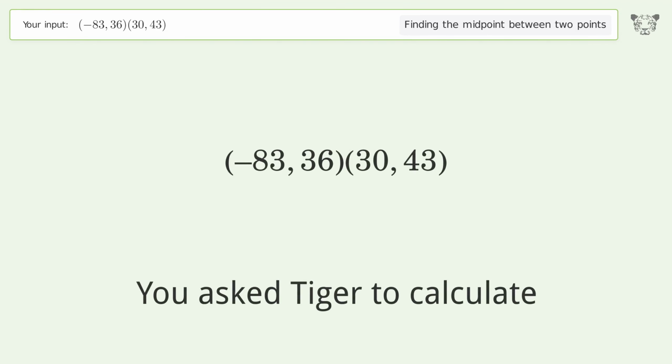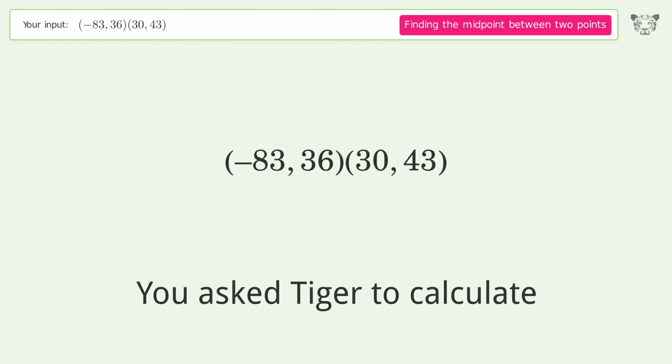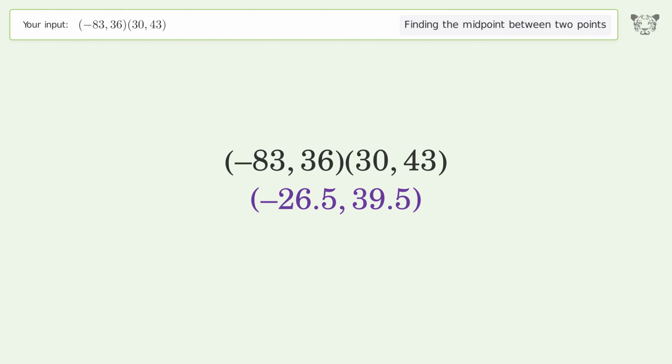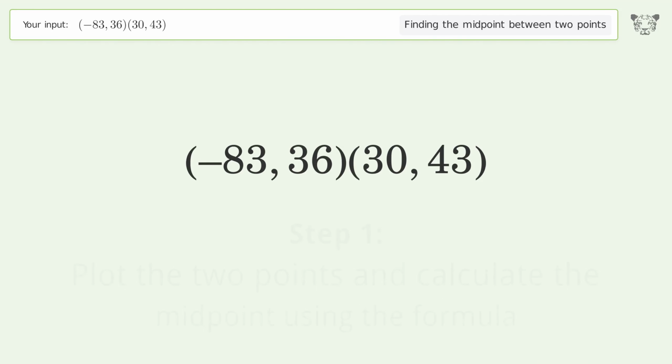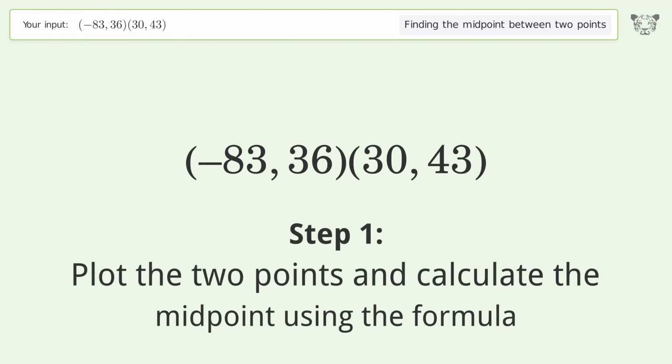You ask Tiger to calculate. This deals with finding the midpoint between 2 points. The midpoint between the 2 points is negative 26.5, 39.5. Let's solve it step by step. Plot the 2 points and calculate the midpoint using the formula.